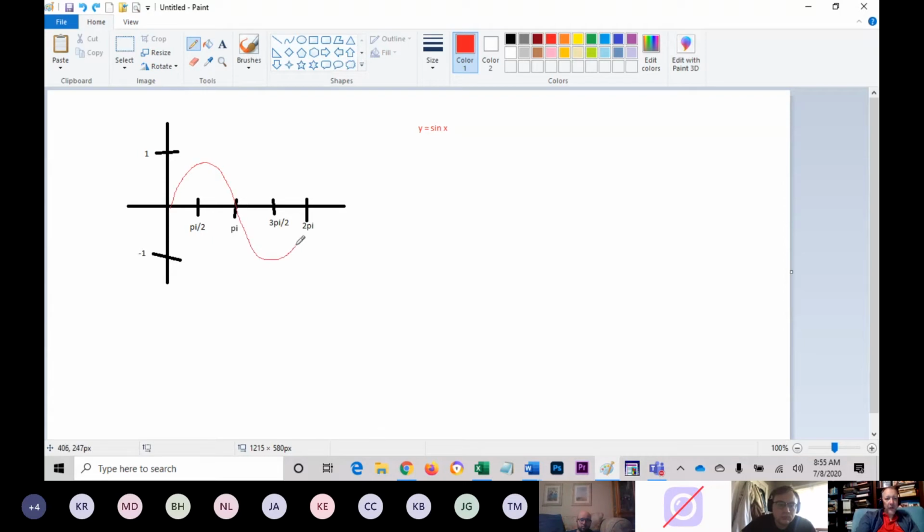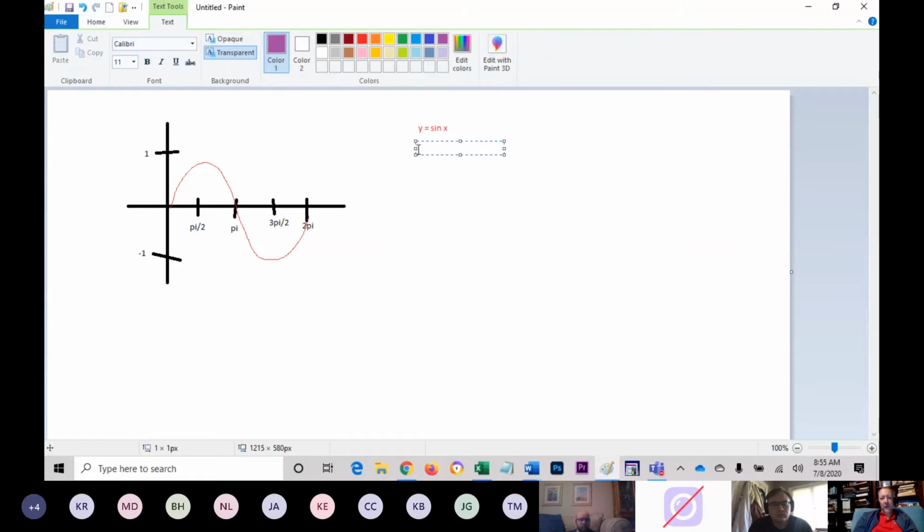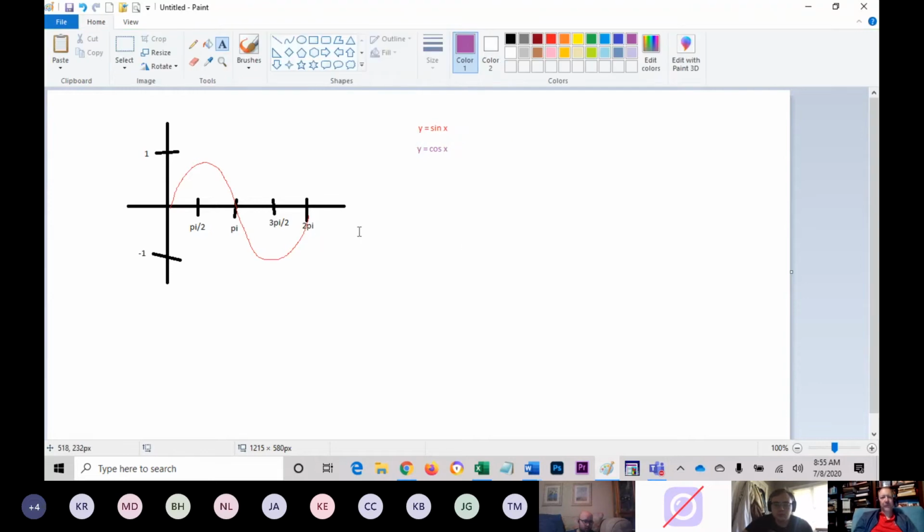I'm trying to draw this as accurately as I can. Okay, so that's your y equals the sine of x, and then in purple, we're going to do y equals the cosine of x. So the cosine of x, well, we're going to go like this. That was pretty good. Gosh, I'm getting better with my finger.